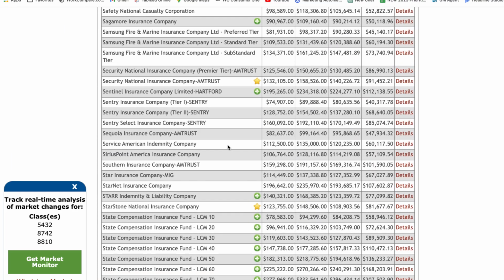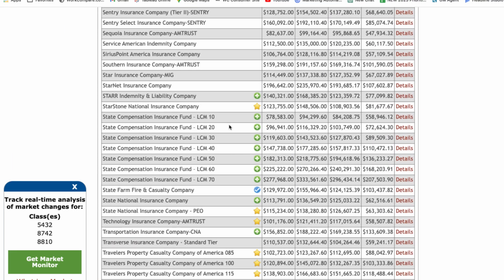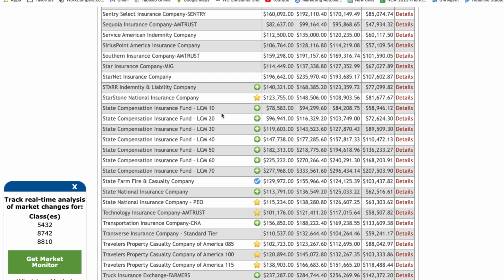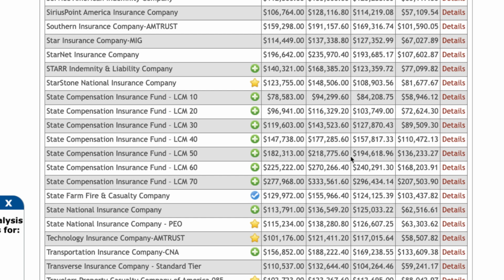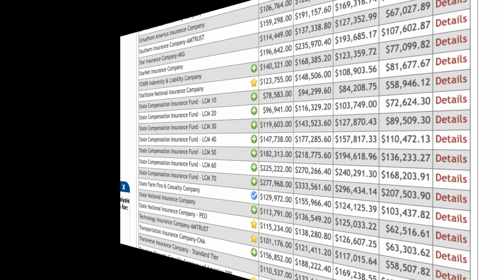When I get down here to the state fund LCM tiers, I'm trying to make sense of this quickly and figure out which one of these I should be focusing on. What is the pricing range that I'm expecting from state fund? You can see the pricing difference is a lot. I clearly want them here and I don't want them here, but it's going to be based on their methodology that determines that.